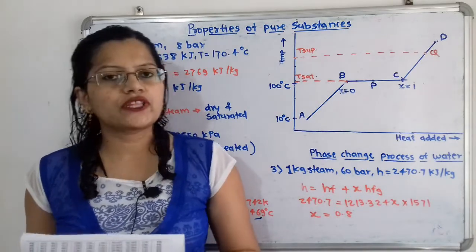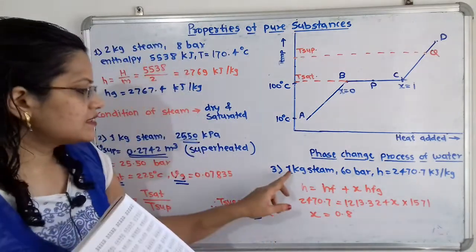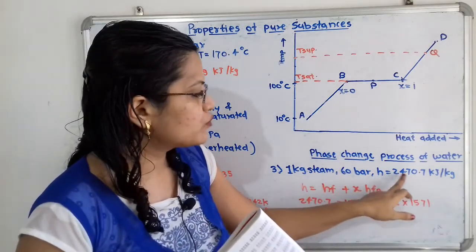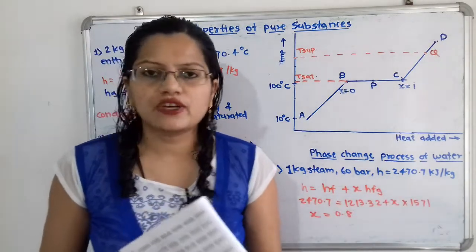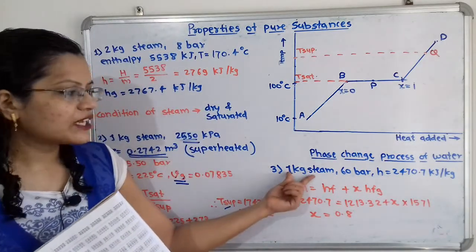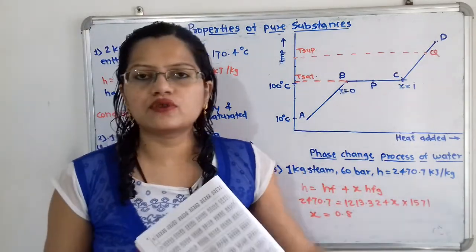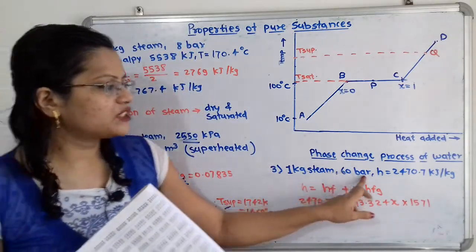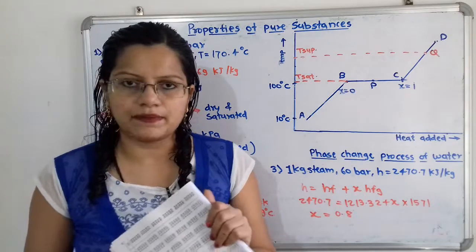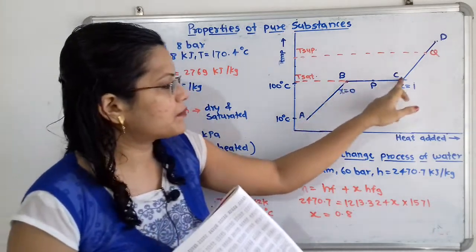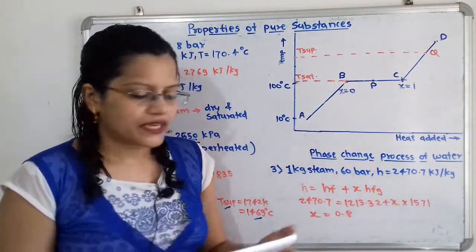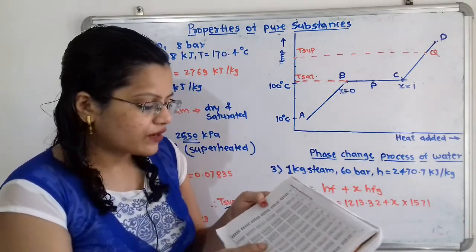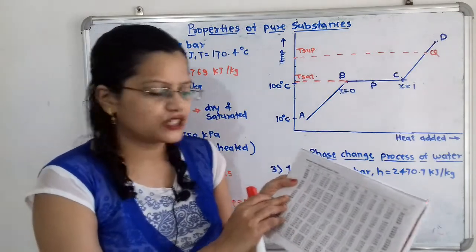Now we will move to the third case. In this case, 1 kilogram of steam is given at 60 bar pressure with enthalpy 2470.7 kilojoule per kilogram. For 1 kilogram of mass, this enthalpy is known as the specific enthalpy. Now at 60 bar pressure, we will compare the enthalpy at point B and enthalpy at point C with the given enthalpy. For that we have to refer to the pressure table, where in the first column the 60 bar pressure is given.